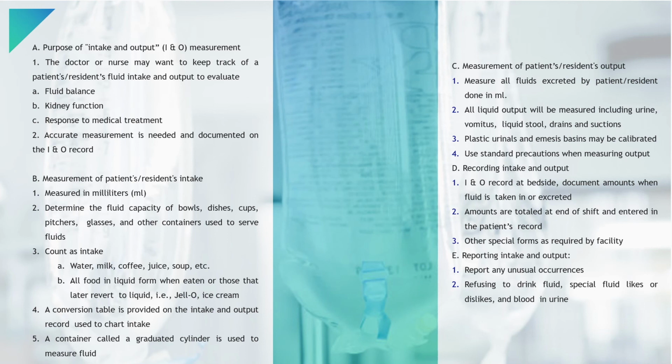Recording intake and output. The I&O record at bedside documents amounts when fluid is taken in or excreted. Amounts are totaled at the end of the shift and entered in the patient's record. Other special forms as required by facility. Reporting intake and output. Report any unusual occurrences, such as refusing to drink fluid, special fluid likes or dislikes, and blood in the urine.